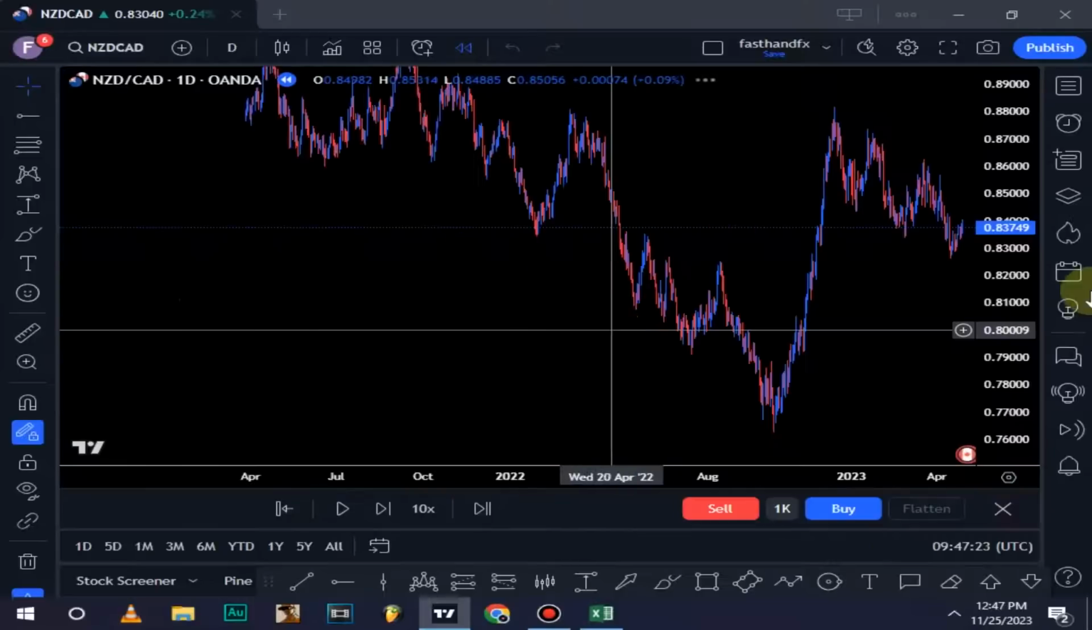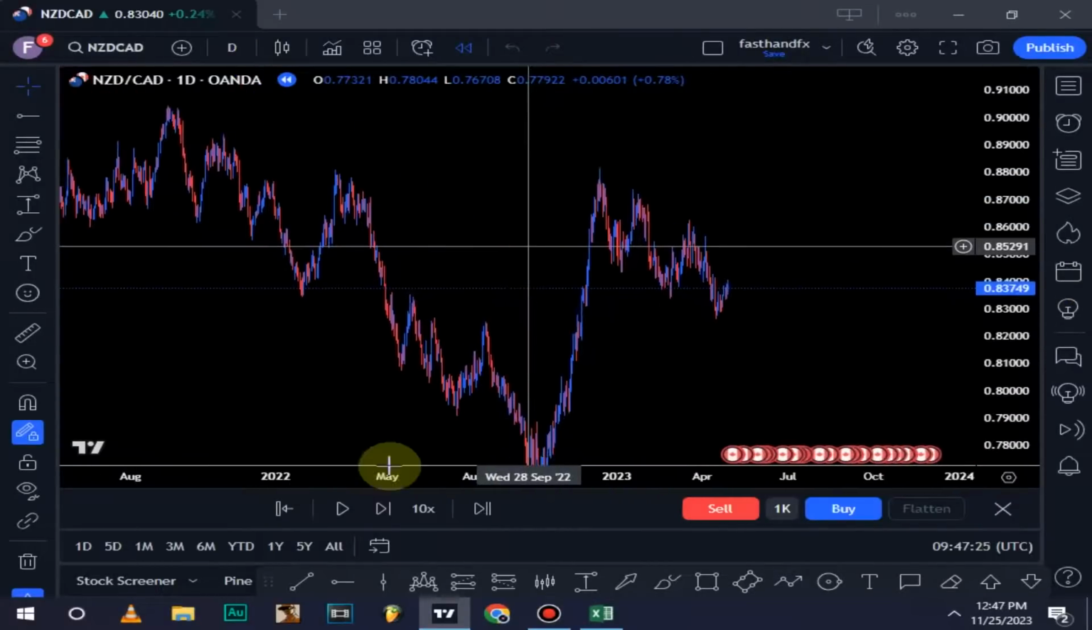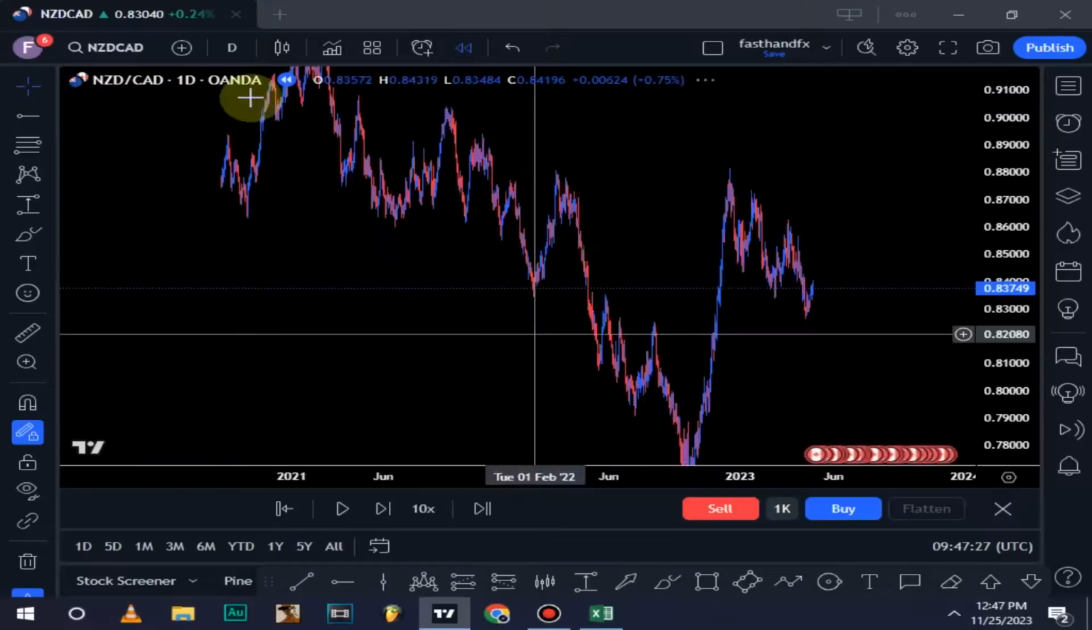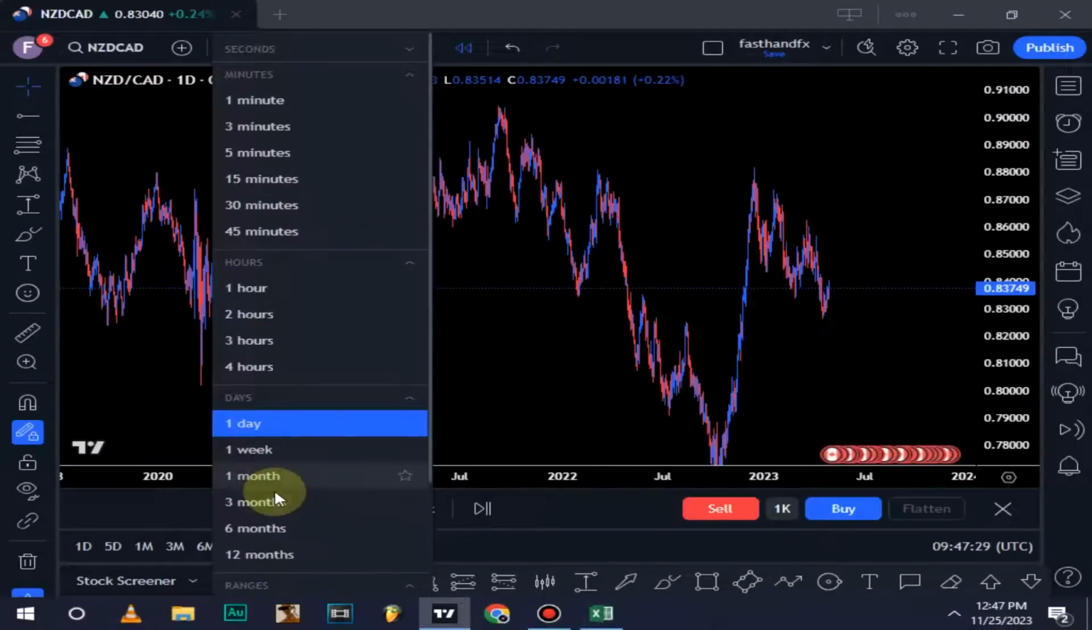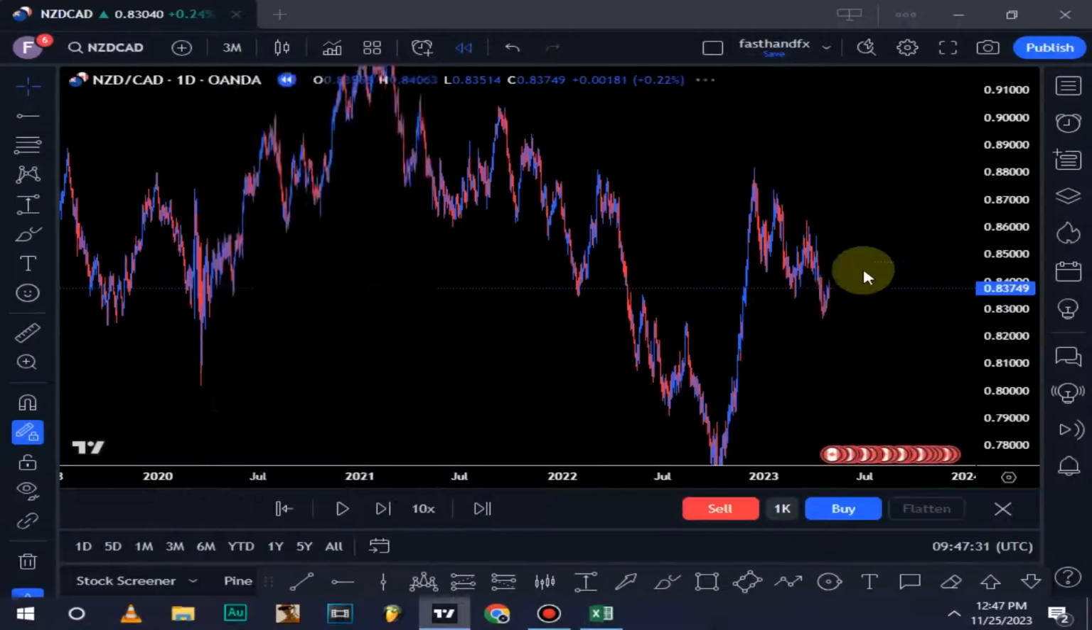First things first, let's start the analysis. I'm looking at NZD/CAD. All right. How do we analyze? Let's just start from the top. How about this? I'll take you from the monthly. Let me see, 3 months, guys.